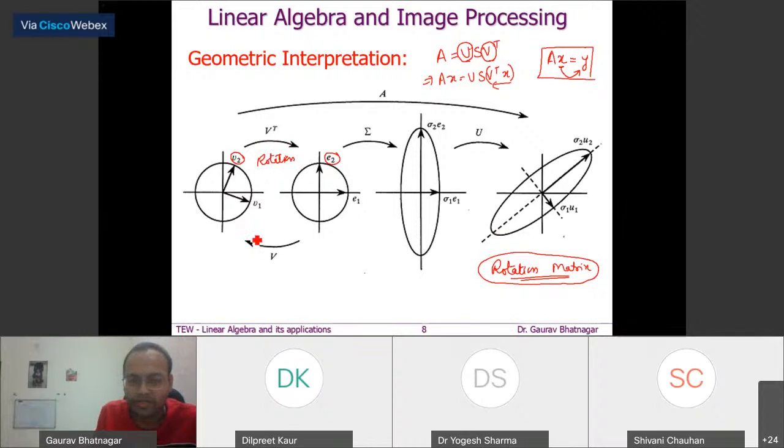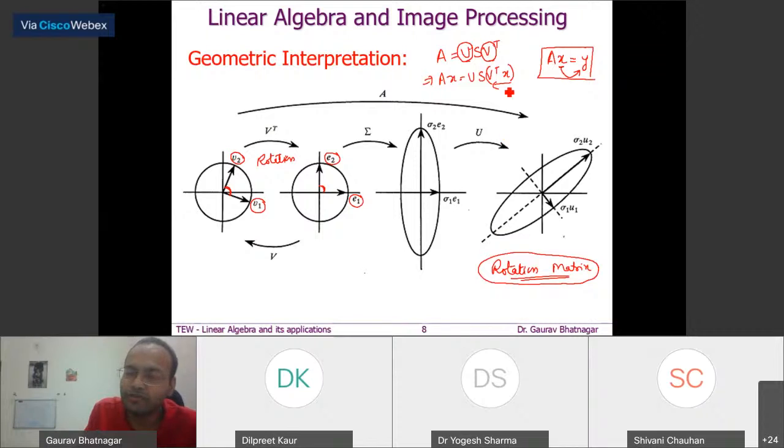Is going to be a rotation. Similarly, if I take another vector v1 and plug it in the place of x, then v transpose v1 is going to be a rotated version of that, which is going to be e2. So whatever the angle between these two vectors, the same angle you are going to get over here after the rotation. So the multiplication by v transpose is going to be a rotation.